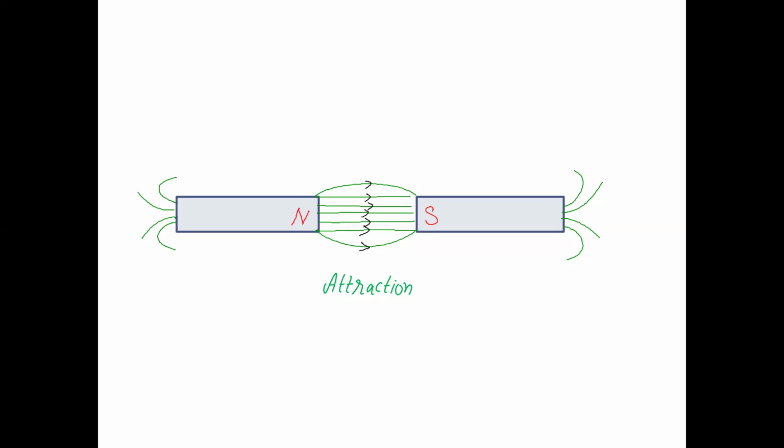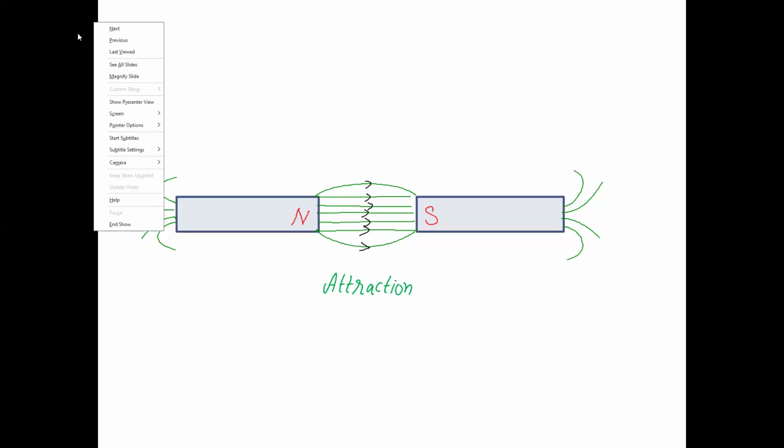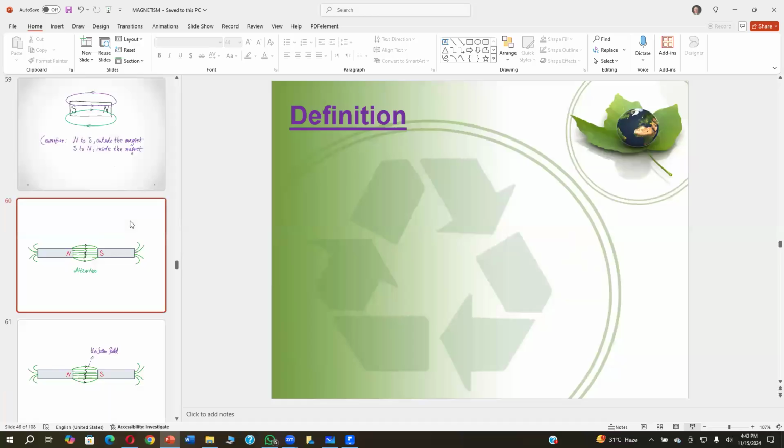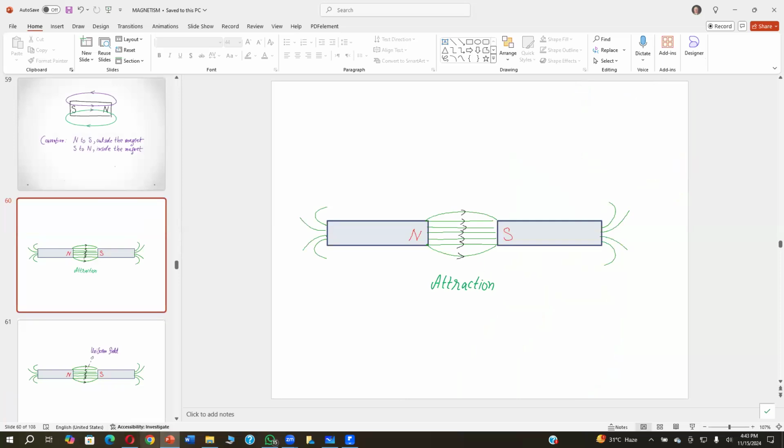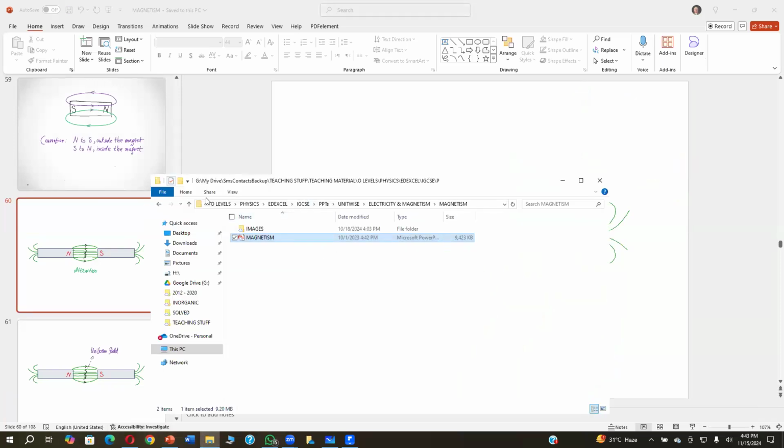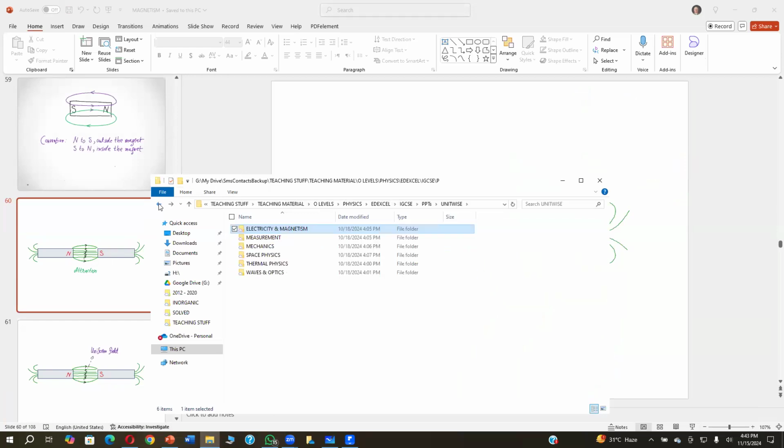Done. So this shows the magnetic field between unlike poles.